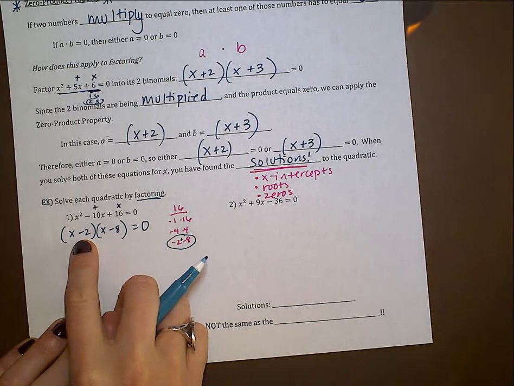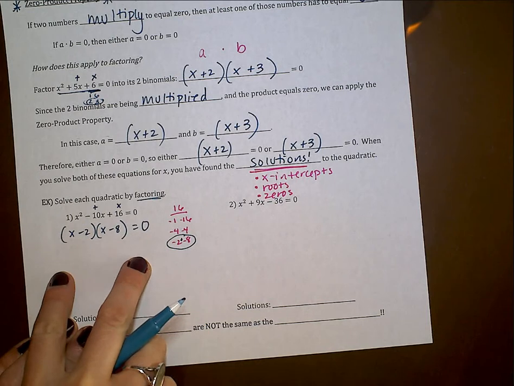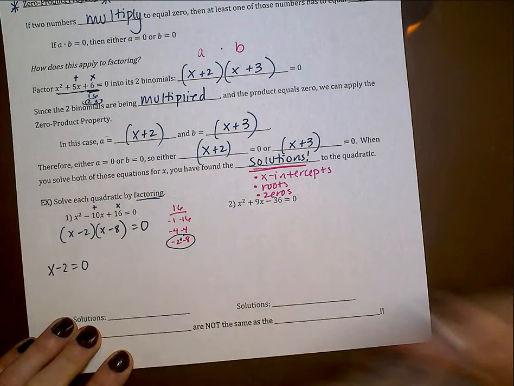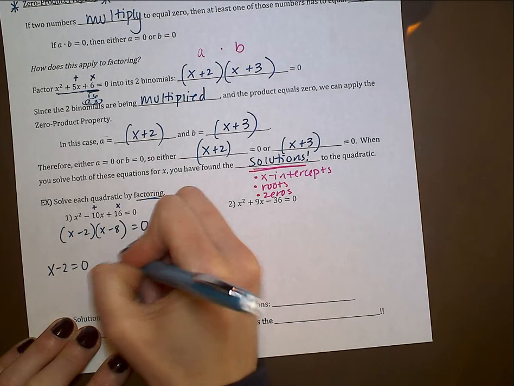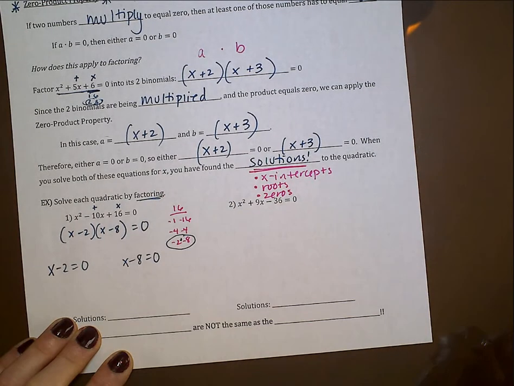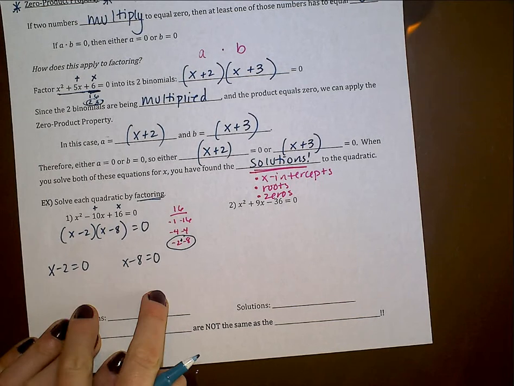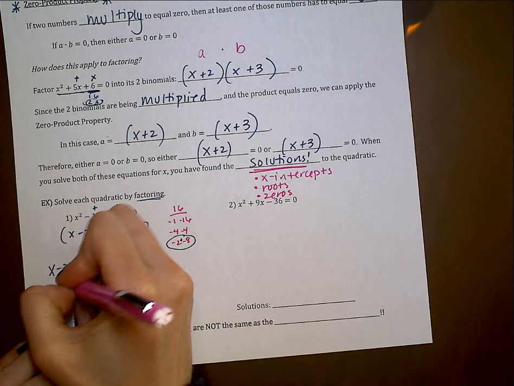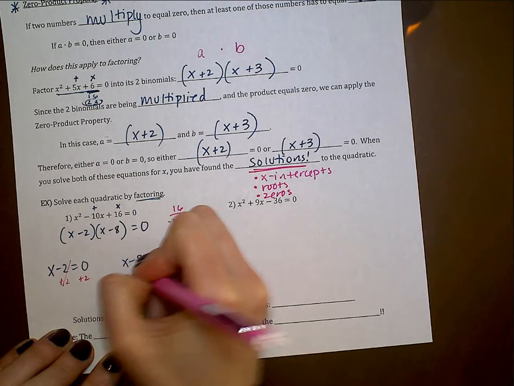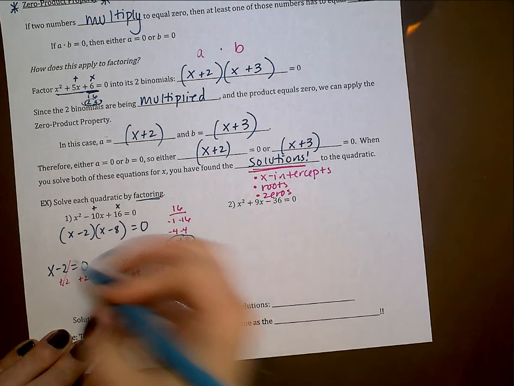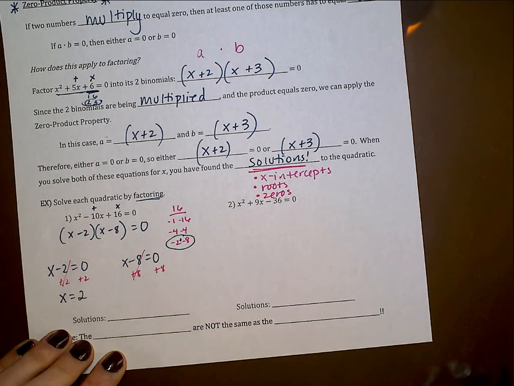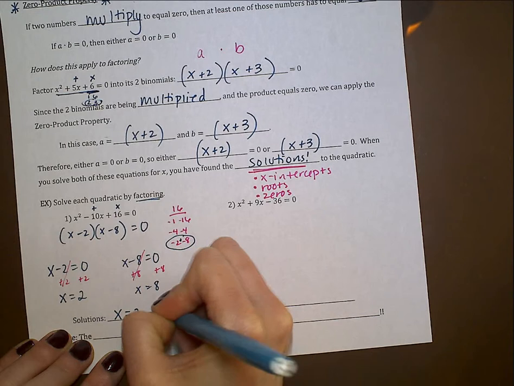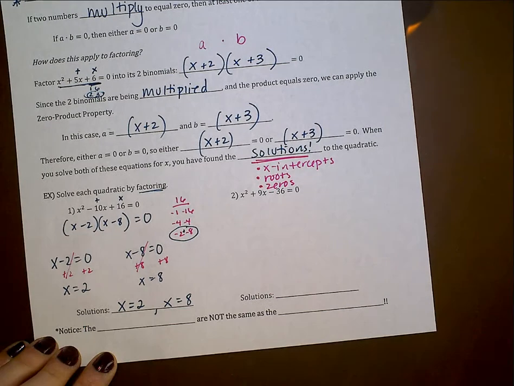So I've got two options. I need to write two equations. Either x minus 2 equals 0 or x minus 8 equals 0. This is where my two solutions are going to come from. So I'm going to solve both of these guys for x. In this first equation, x would equal 2. And the second one, x would equal 8. So those are my two solutions.